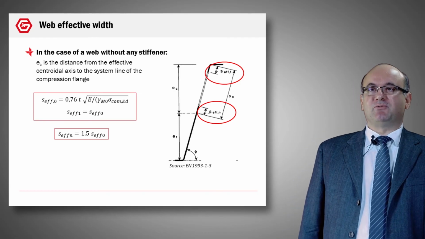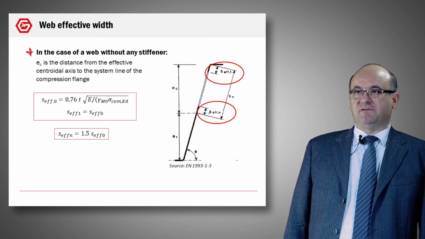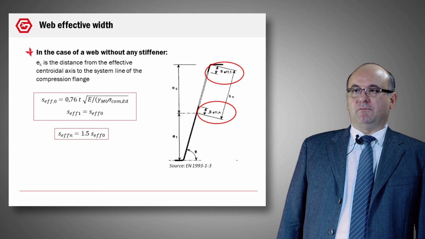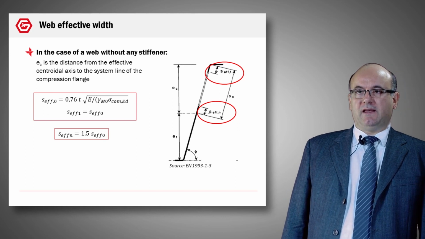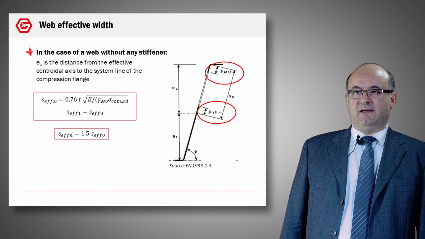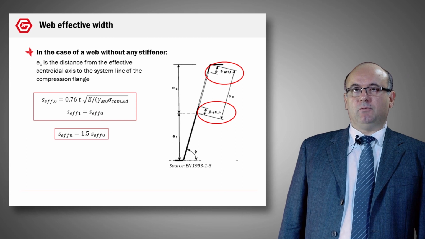In the framework of this presentation, we will study the case of the web without any stiffener. So, we have a drawing on the right. In this case, the Eurocode gives two values, S effective 0 and S effective n, that allow you to calculate, in fact, the part of the web that is completely effective.